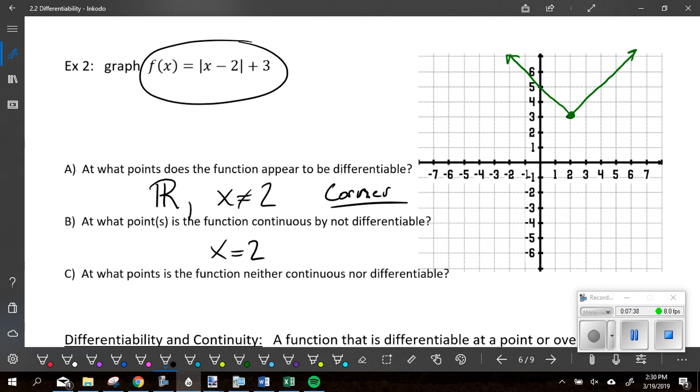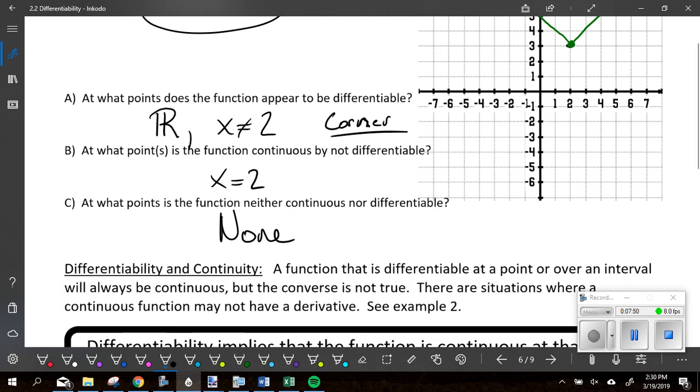It's continuous. At what point is the function neither continuous nor differentiable? None. It's an absolute value graph. Absolute value graphs are continuous. It's a V shape. Kind of simple, but again, we're just trying to reinforce these ideas.